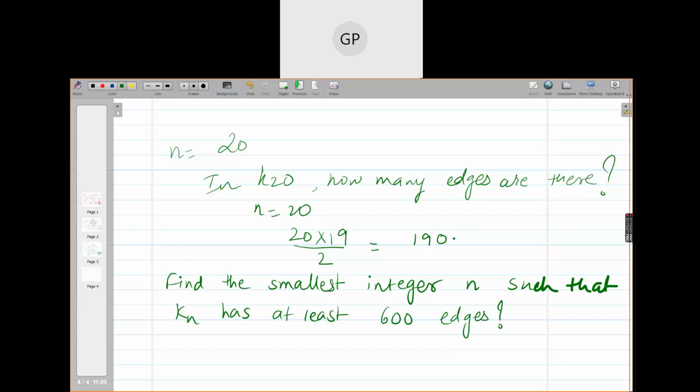What does "at least" mean? What do you mean by at least 600 edges? Minimum, greater than or equal to 600, right? The number of edges must be greater than or equal to 600.